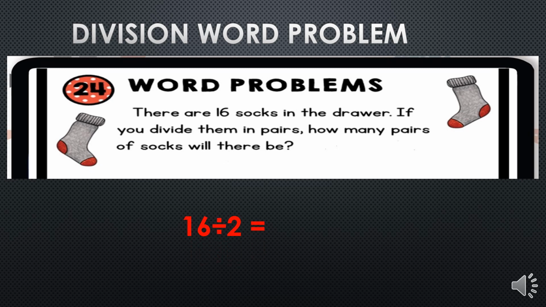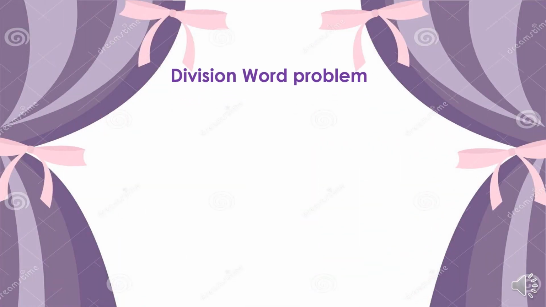Now we will divide 16 divided by 2, but how we know that we have to divide by 2? The word pair. Pair means 2. So that means we will divide by 2. So 2 times 8 is 16. So our quotient is 8. I hope that this word problem is clear to you. Now move to the next word problem.